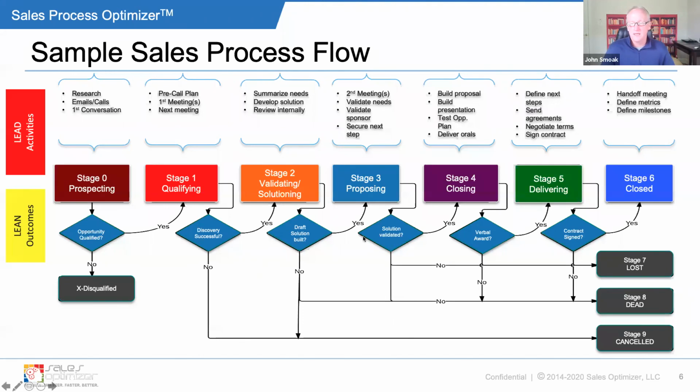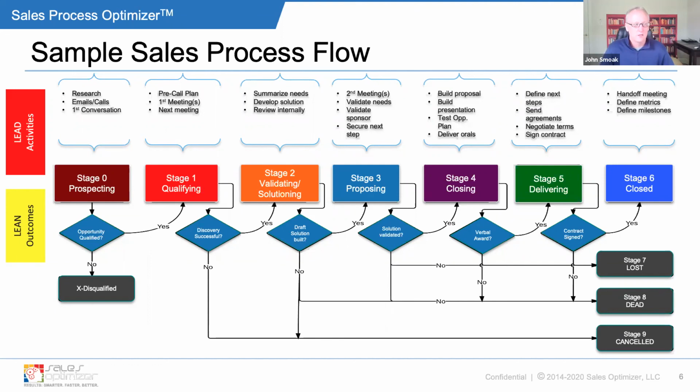But it's a process. So we recommend using stage names ending in ing. Instead of qualified, it's qualifying. Instead of proposed, it's proposing. And then you would have outcomes in each stage. So you would know the demo is completed, you've had the discovery meeting, things like that. I just want to make sure we have a good understanding of our sales process and our definitions.